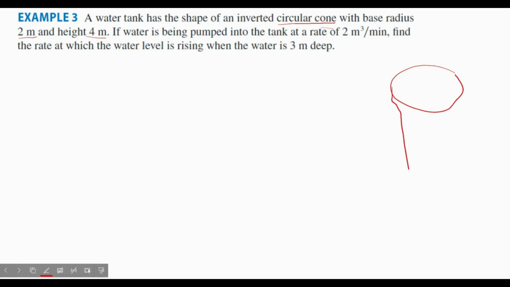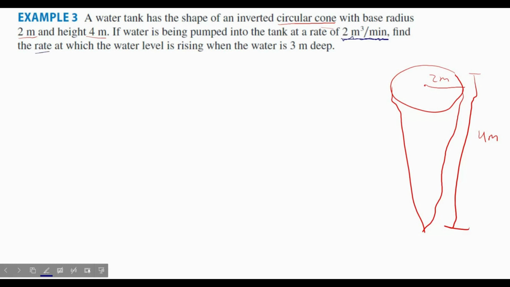It's going to be a cone that looks like this. This cone has a radius of 2 meter and a height of 4 meter. There is water that is being pumped into the tank. Let me use blue for this. The rate at which it's being pumped in is 2 meter cube per minute.